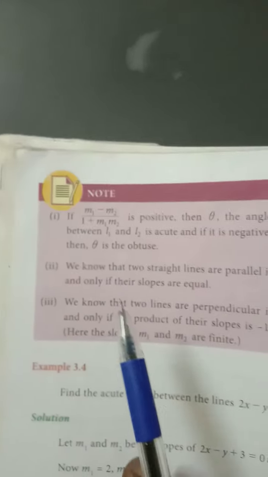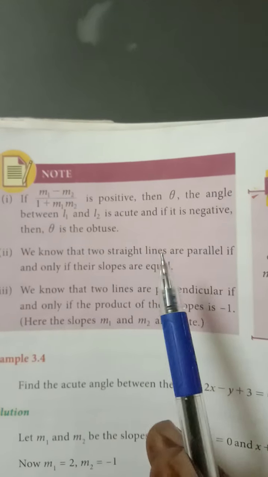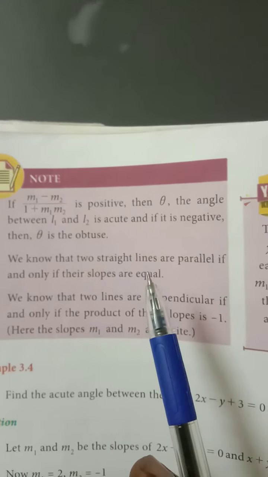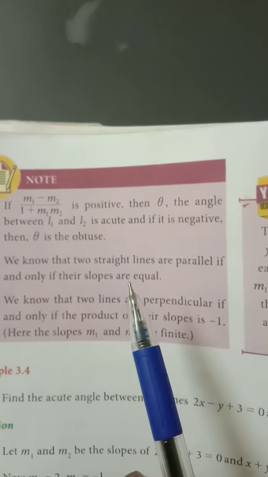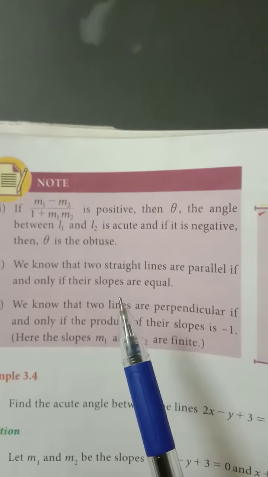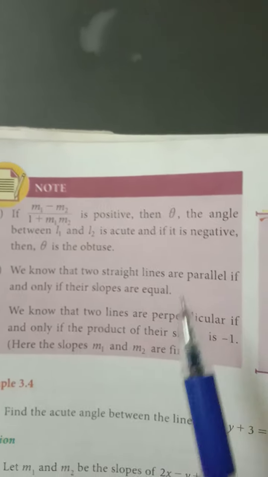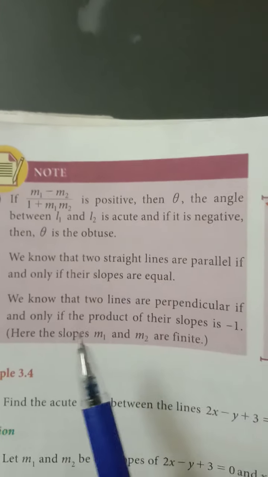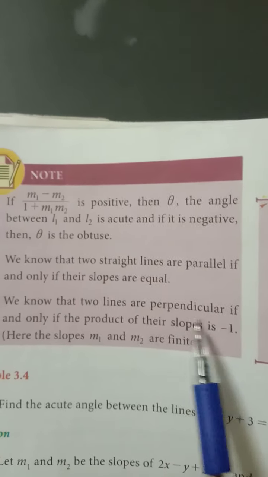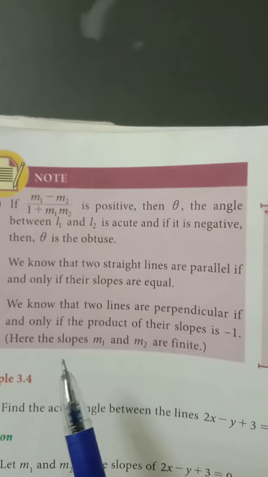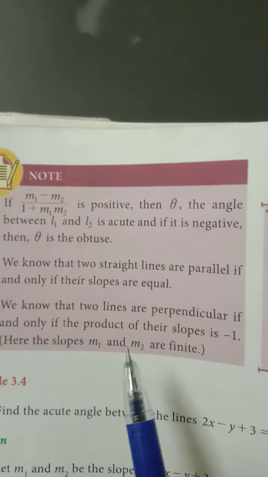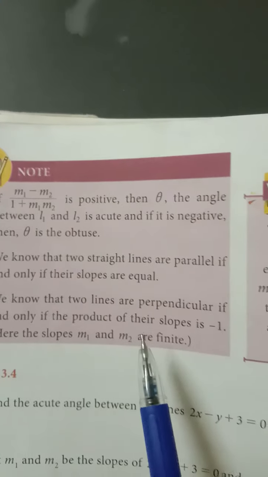Then second point is, we know that two straight lines are parallel if and only if their slopes are equal. That means if m1 and m2 are the slopes of the straight lines, if they are equal, then we say that the lines are parallel. We know that the two lines are perpendicular if and only if the product of the slopes is what? Minus 1. Slopes m1 and m2 are finite. That is given. Here the condition is m1 and m2 must be finite.